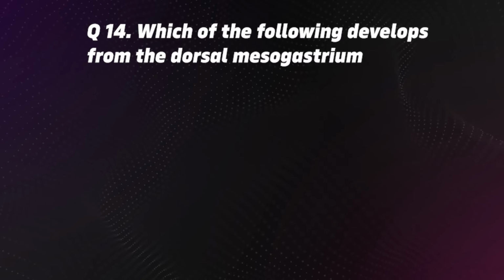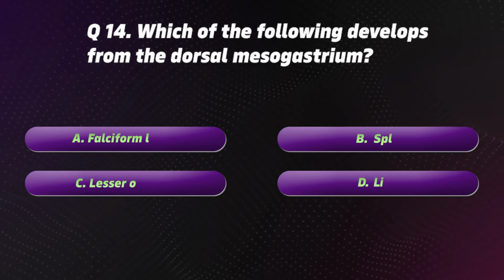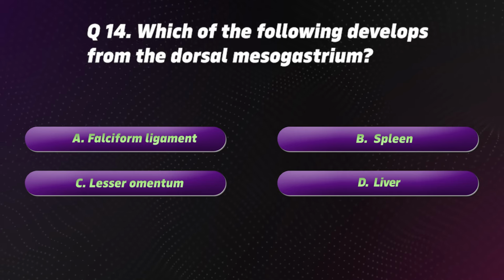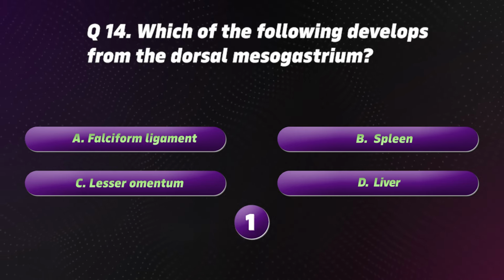Question 14. Which of the following develops from the dorsal mesogastrium? Here are the options. A. Falciform ligament. B. Spleen. C. Lesser omentum. D. Liver. And the correct option is B. Spleen. Here's the explanation.